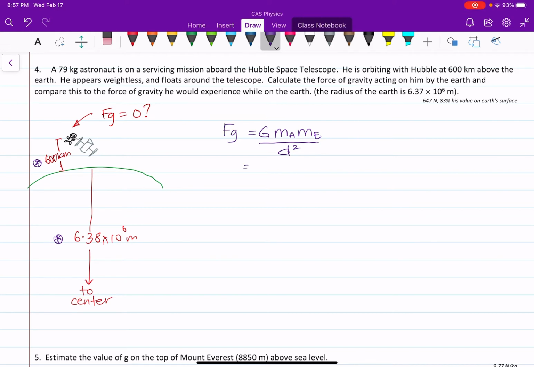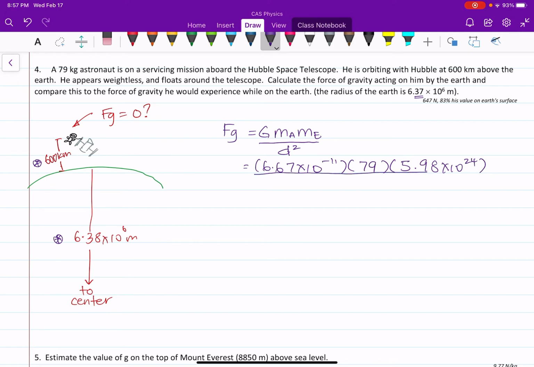Plugging all this in, we get G, 6.67 times 10 to the negative 11, times the mass of the astronaut, which is 79 kilograms, times the mass of the Earth, 5.98 times 10 to the 24. You can always use that number. If they don't give it to you in the question, it's just assumed you're going to look it up. And I can see here I've already changed the number I'm using. From the previous problem I've been using 6.38. This one says 6.37. Either one works.